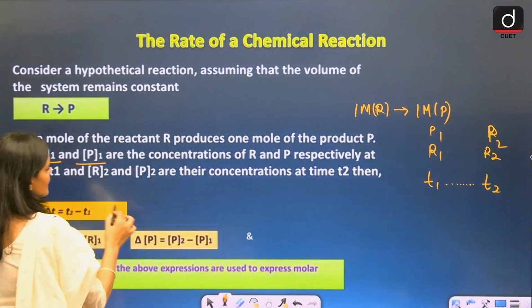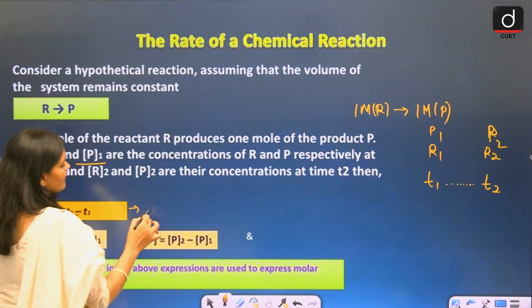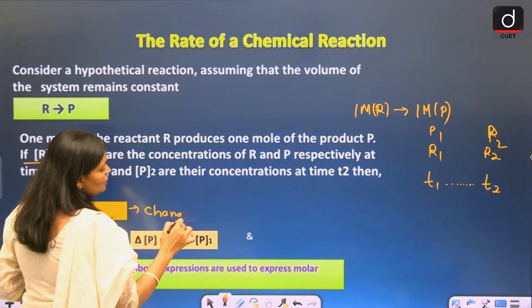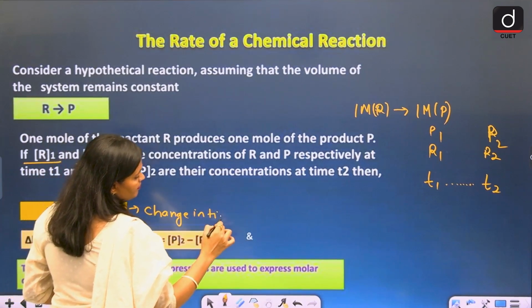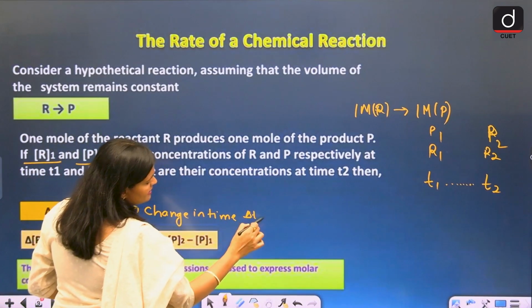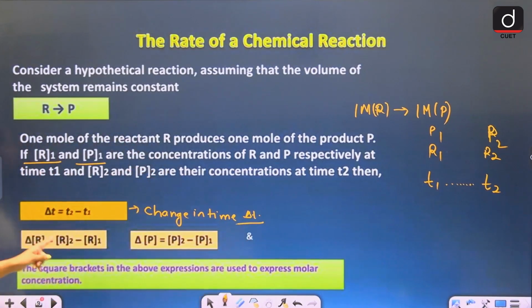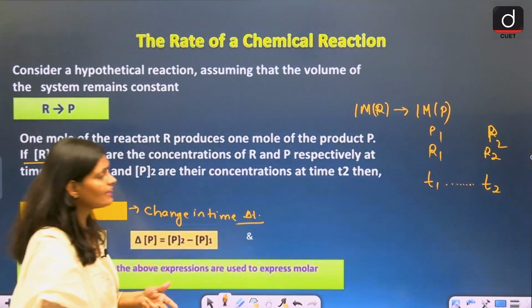So what is delta T? Change in time. Delta T is the change in time, like T2 minus T1. T2 is the final time, T1 is the initial time. That will tell you the delta T. Delta R is what? The change in the reactant.